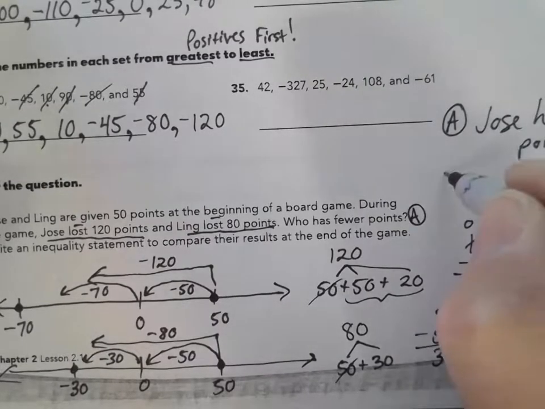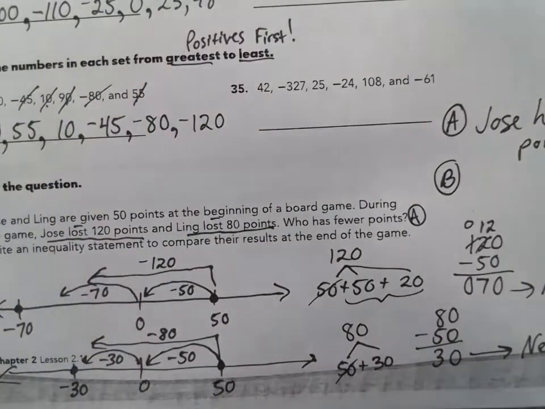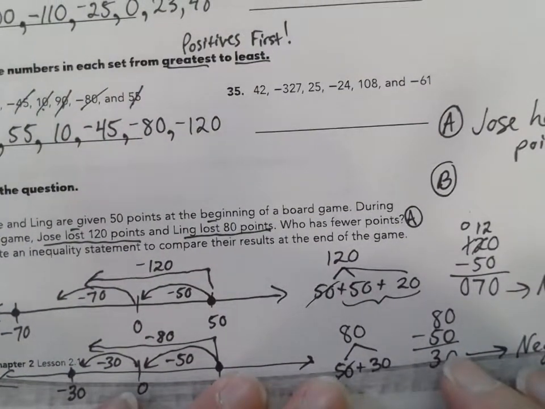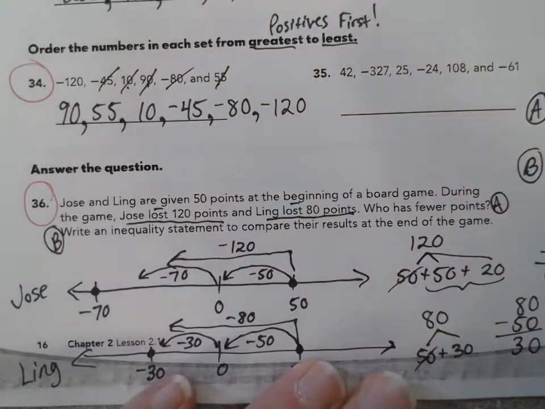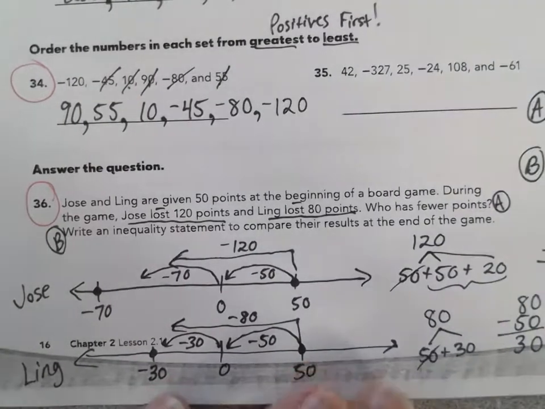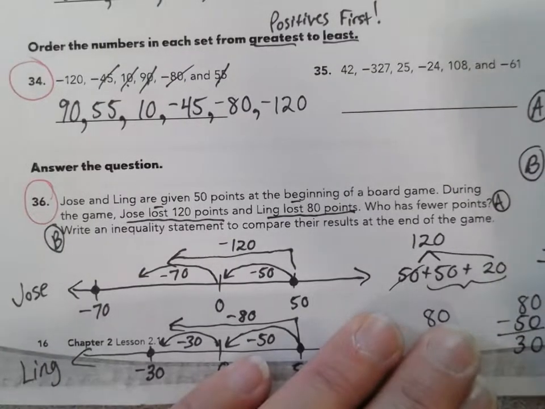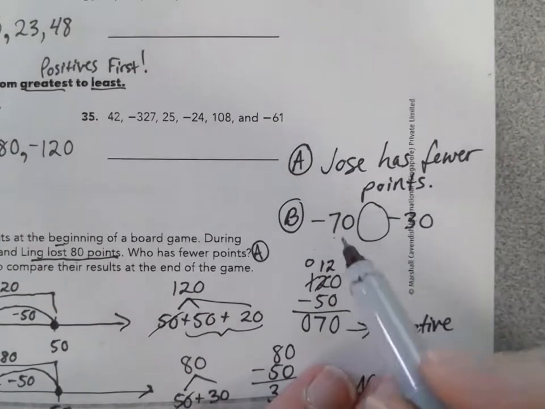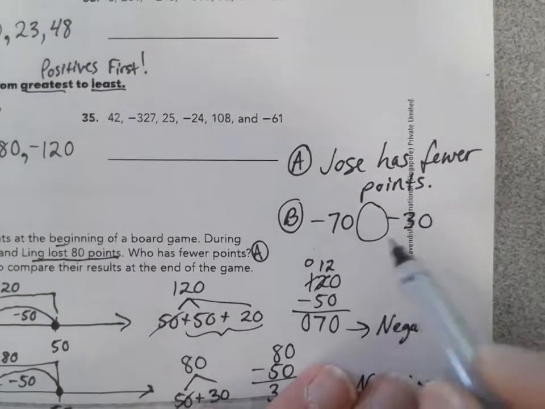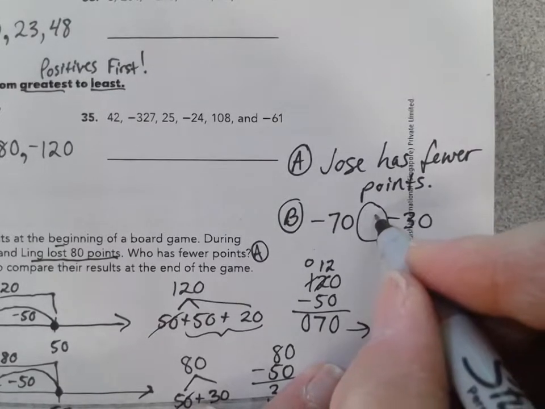Let's talk about part B. It says, write an inequality to compare their results. Well, what were their results? Look at Jose's number line. Where did he land? At negative 70. How about Ling? What was his final score? Negative 30. And if I want to show an inequality symbol in here, I need to say, is negative 70 greater than or less than negative 30? And the answer really is, negative 70 is farther left. It's less than.